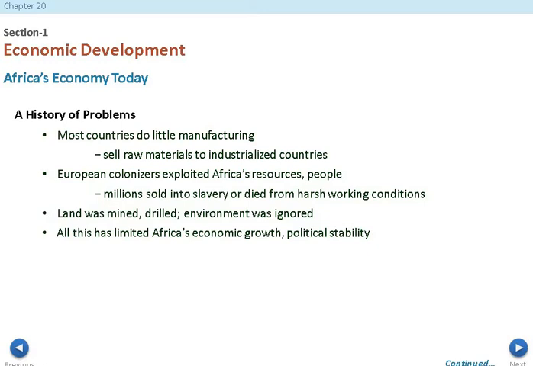Land is mined, drilled, environment is ignored, and so in a lot of these areas there's extreme pollution and major problems with that. All of this has caused economic instability, problems with the economy being able to grow, but political stability is also an issue.